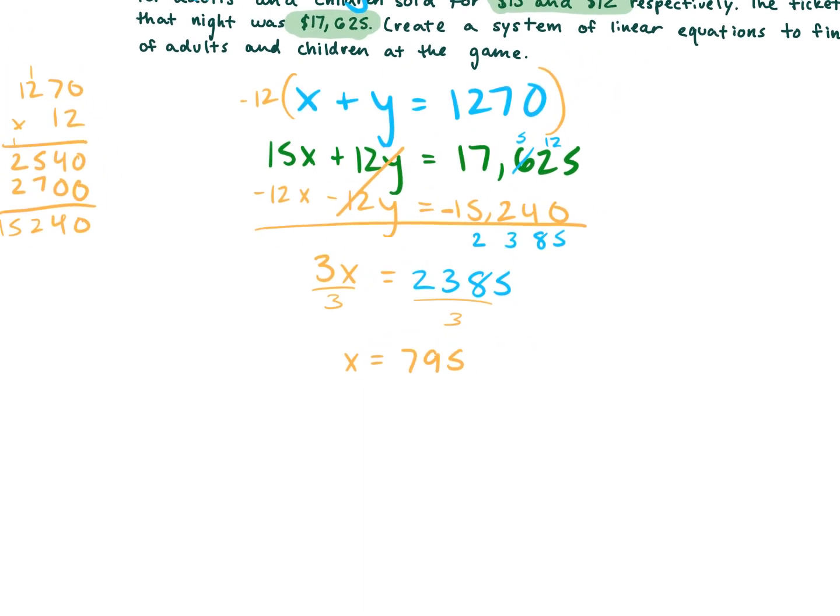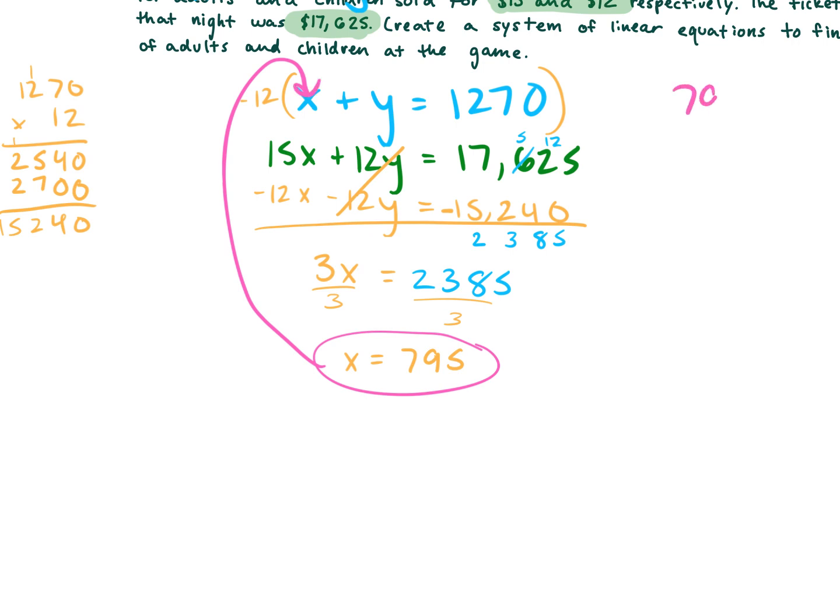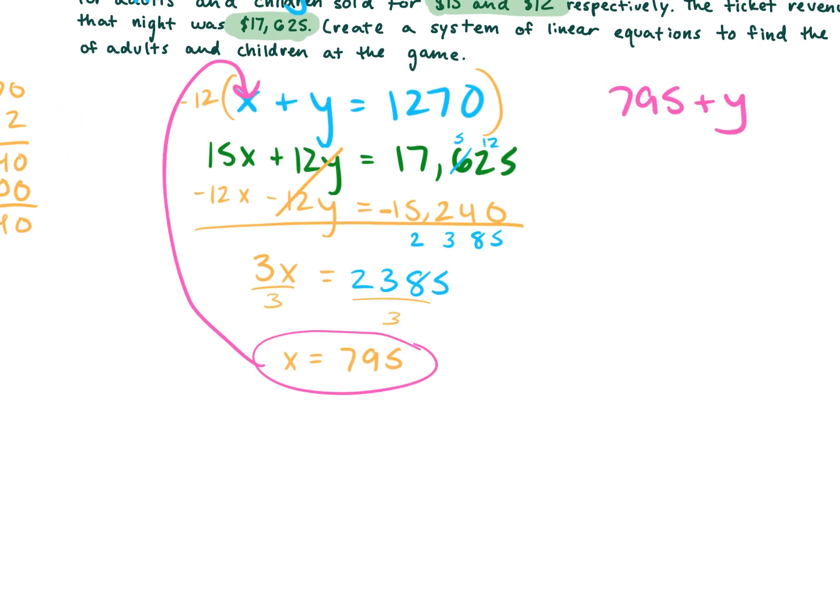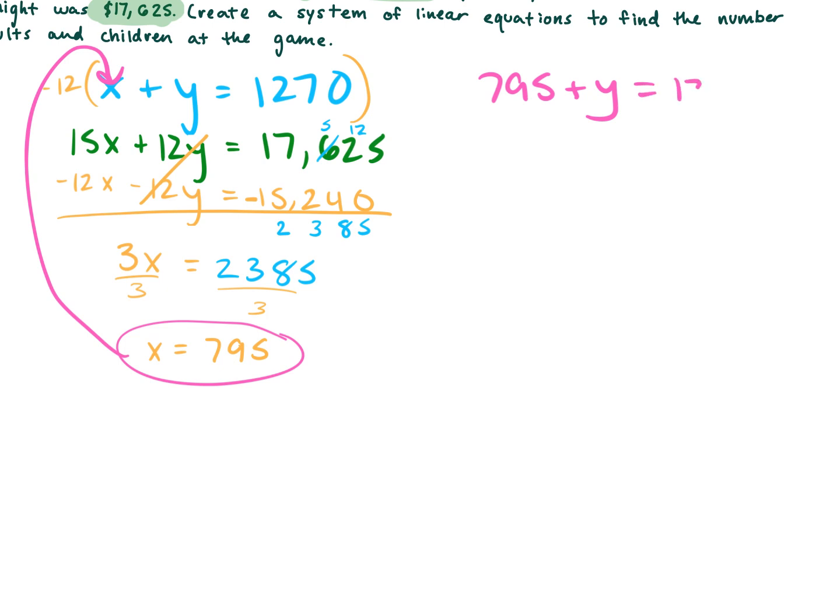We still need to find y. What can we do to find y? Plug it in. I would suggest plugging it into the first one just because it's going to make the math a little bit easier. So 795 plus y is equal to 1270. Subtract by 795. Lucas, what do we get? 470.